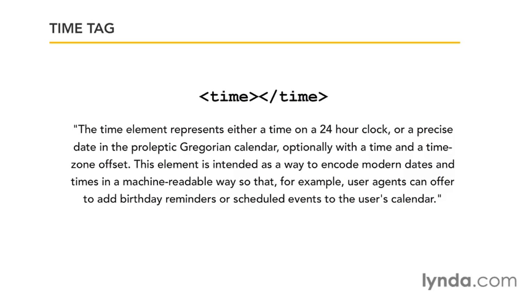The element is intended as a way to encode modern dates and times in a machine-readable way so that, for example, user agents can offer to add birthday reminders or scheduled events to the user's calendar. The time element also contains attributes such as pubdate that help give further definition to the date and time.